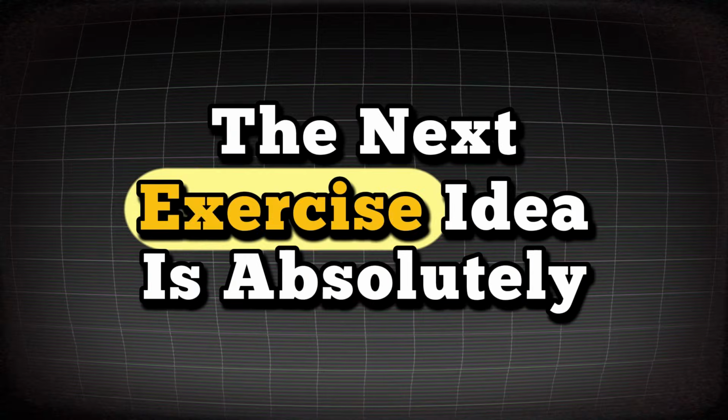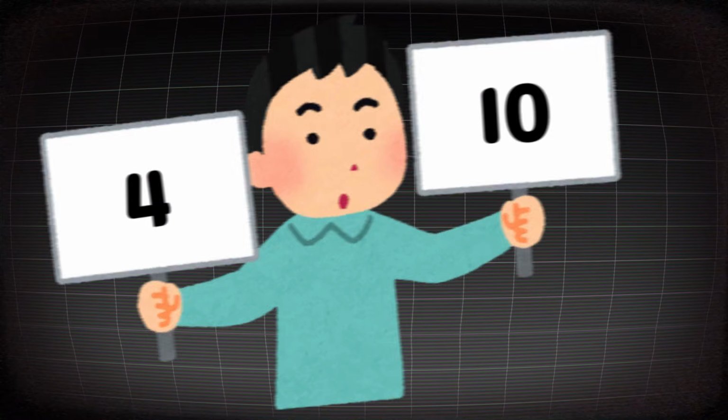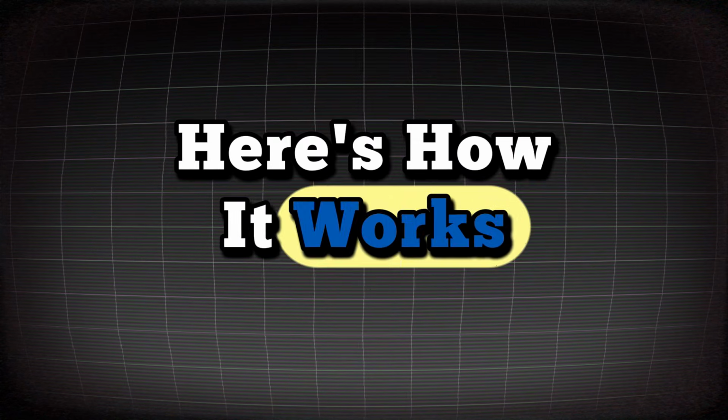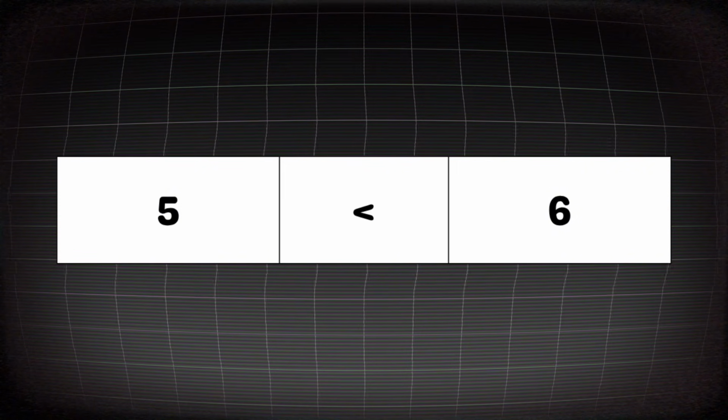The next exercise idea is absolutely brilliant, and kids love it. It's all about comparing numbers using the symbols greater than, less than, or equal to. Here's how it works. We'll give the child 2 numbers, for example 5 and 6, and ask, which number is bigger? Of course, the answer is 6. So the child will place the greater than symbol facing toward the 6.